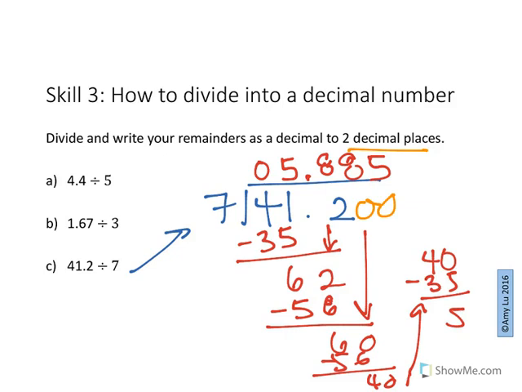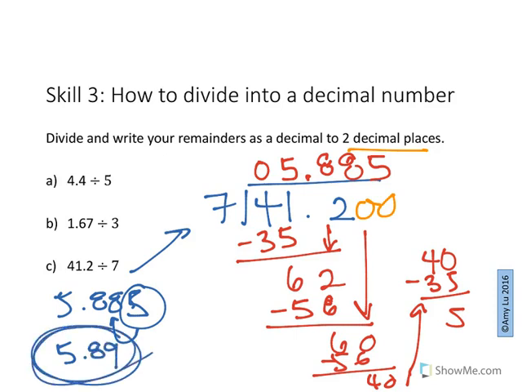So we have this answer of 5.885, but we want 2 decimal places. So this 5 forces the 8 to go up. So our answer should be 5.89. So that's it.